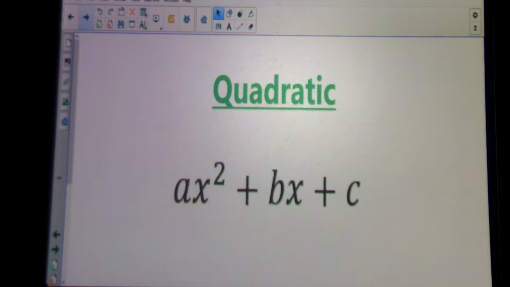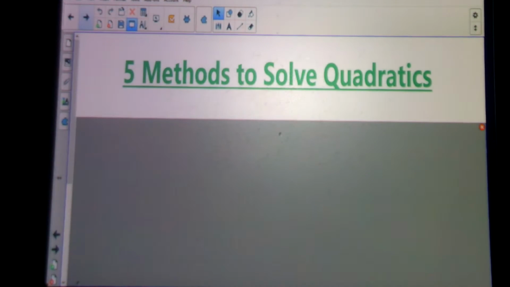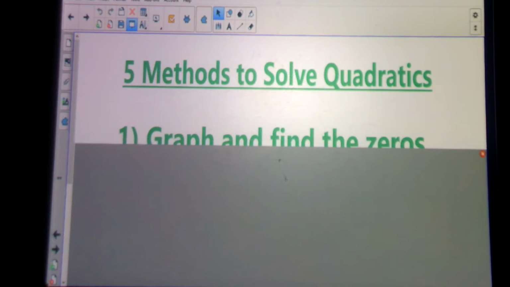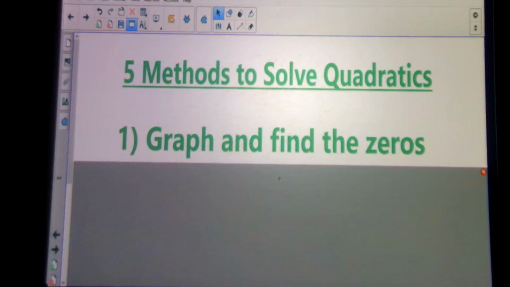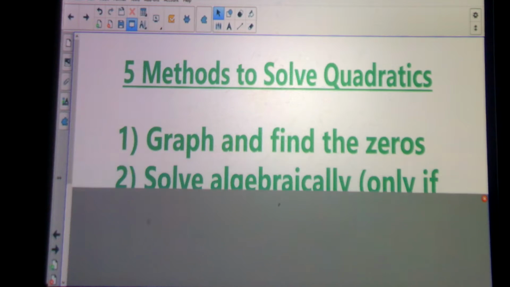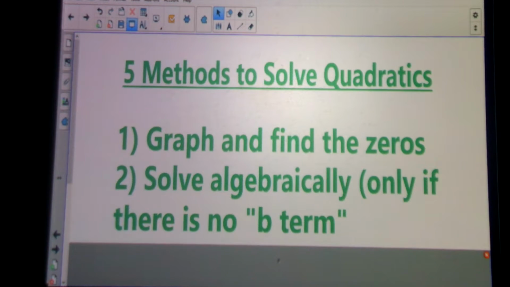Now the 5 main ways to solve quadratics, we're going to cover 2 of them today. We're going to look at graphing and finding the zeros, so we're going to use our graphing calculators today. Hopefully you brought them. If not, you better be sharing them with a friend. We're also going to be solving algebraically. Now you can only solve algebraically when there is no b term. So you have to have ax squared plus c.